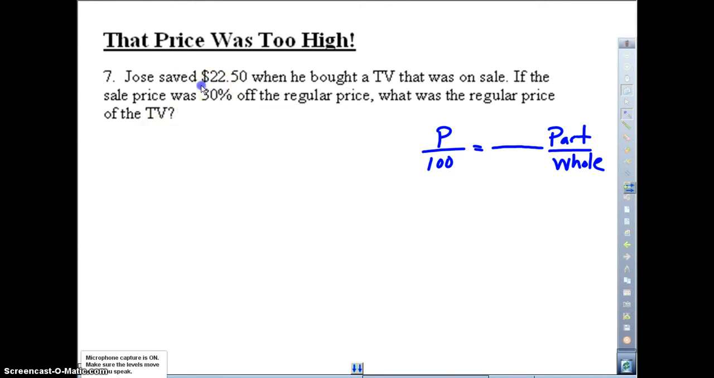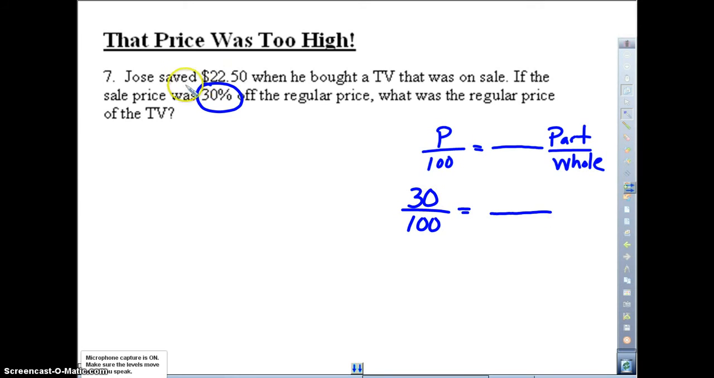Okay, I do have a percent. You know, I got this crazy problem. I don't know where to start, but I can always start with that percent. And I can do what with the percent? I can put it over 100. So I think that's what I'm going to do. 30 over 100 equals part over whole.